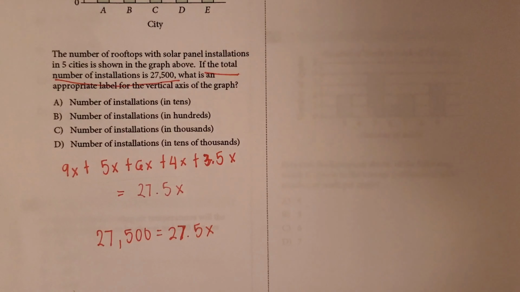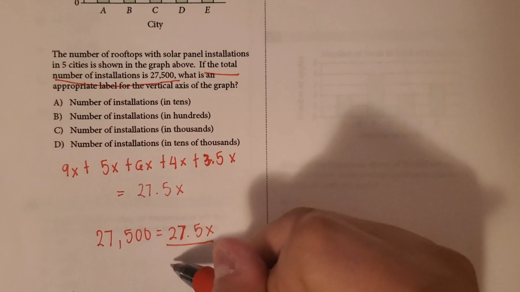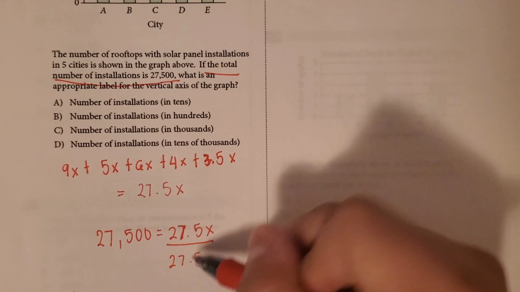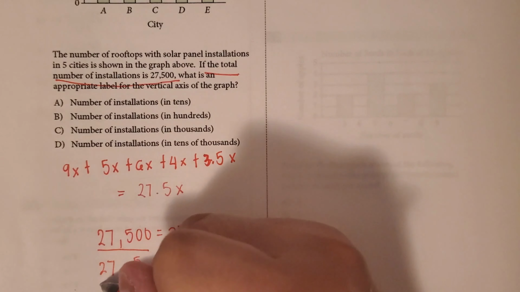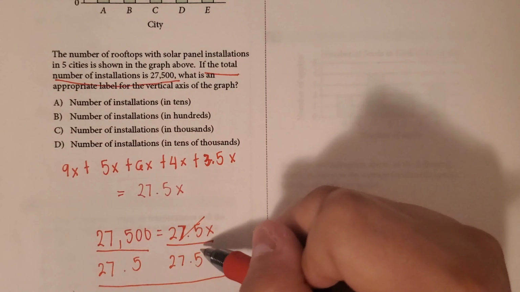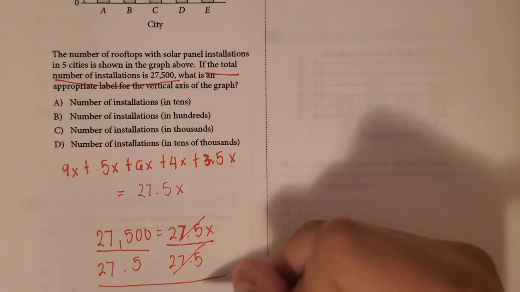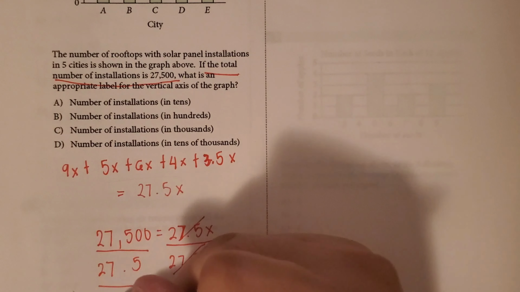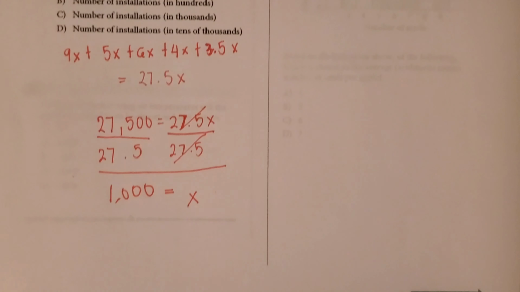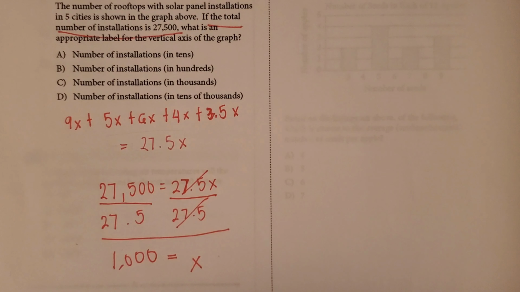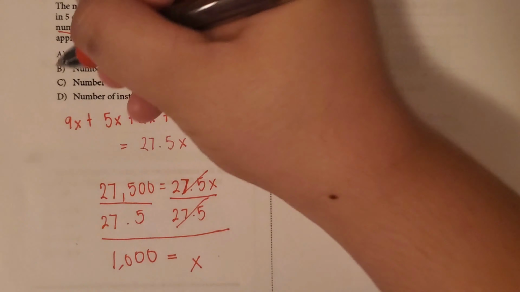Finally, to find out how many installations each unit represents, we're going to need to divide 27.5 on both sides to isolate the x. These two are going to cancel out, and we can see that x is equal to 1000. Therefore, the answer for number 7 is choice C.